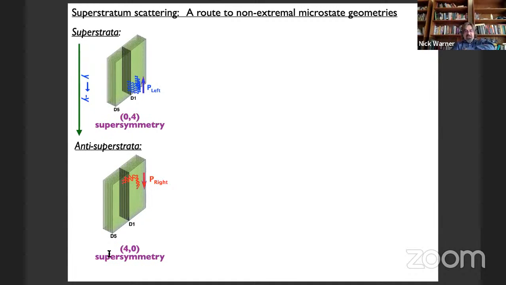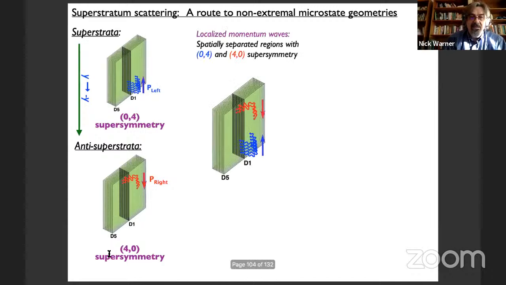I call those anti-superstrata. They're just parity flips of known superstrata, and they're completely trivial to generate. Roughly speaking, it's the same as interchanging U and V in the whole discussion. So now I'm going to show you in a few minutes how you can localize momentum waves. What that means is that the top half of this picture has 4, 0 supersymmetry. The bottom half of this picture has 0, 4 supersymmetry. There's an intervening region where they talk to each other and supersymmetry is broken, but these two supersymmetries hate each other. There's no supersymmetry when you put them together. So you can localize the momentum waves in principle and make an interesting setup like this.